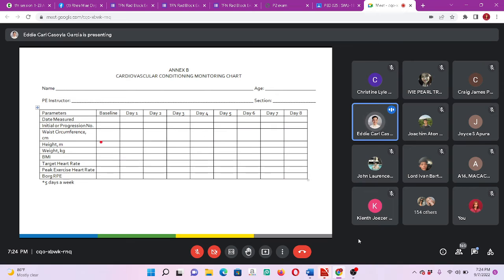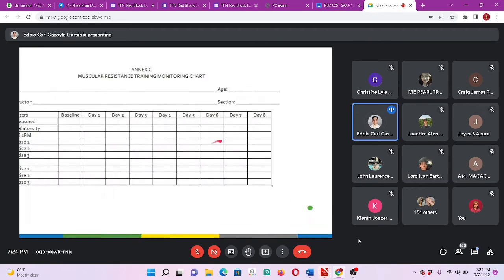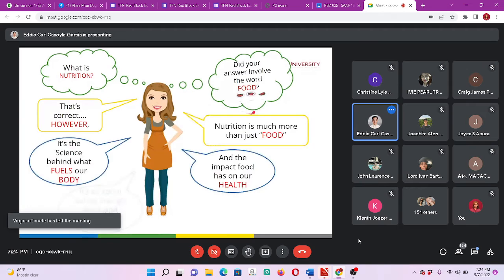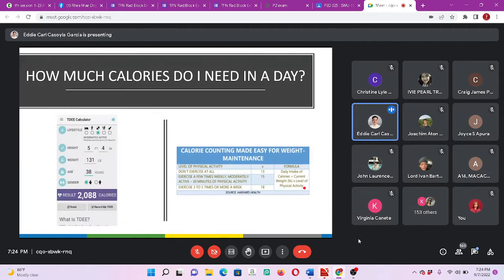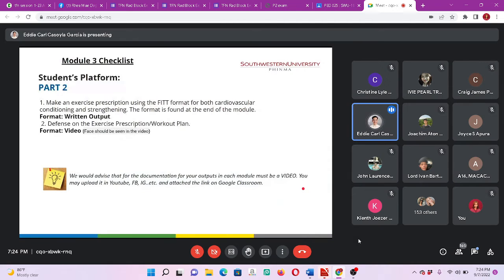Cardiovascular conditioning. So for the documentation, everyone, I know your cardiovascular conditioning is 3 times a week, and for the strengthening, twice a week. So overall, you will be performing 4 or 5 times in a week, with a video documentation. Everyone, you need to submit a video documentation each week of your program. But we will adjust it so that we can save more storage.